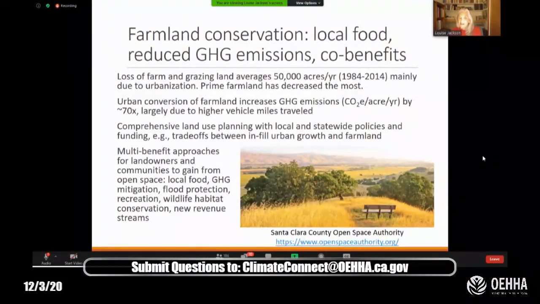What's exciting is there's a lot of comprehensive land use planning utilizing local and statewide policies and funding in some communities, in some jurisdictions. For example, looking at trade-offs between infill urban growth and farmland conservation. And what's interesting as I look through some of these different projects is that a theme is the multi-benefit approaches that come to both landowners and communities from open space. Local food, greenhouse gas mitigation, flood protection, recreation, wildlife habitat conservation, new revenue streams.